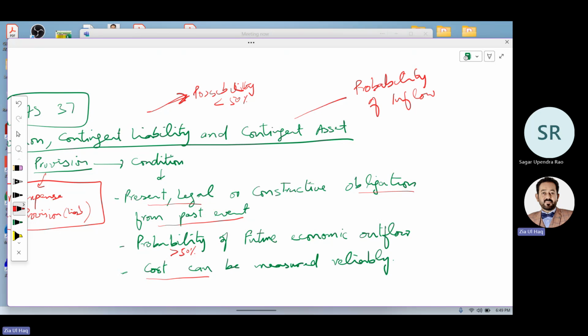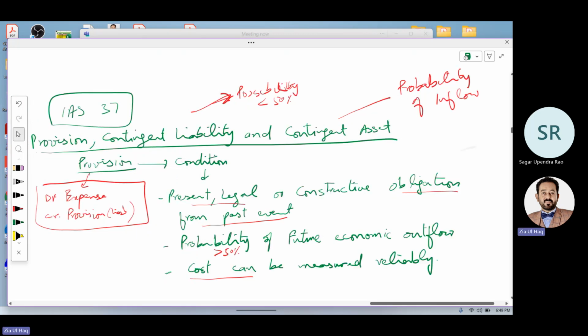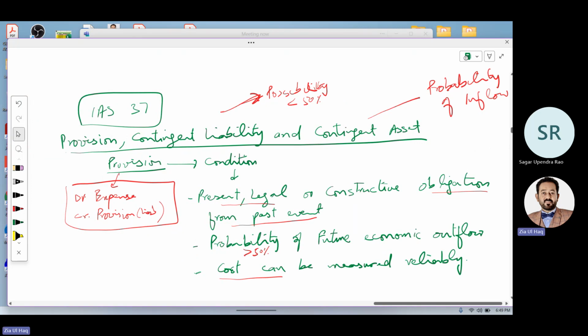Contingent assets and contingent liabilities are not accounted for. I mean, there is no accounting entry for these; only disclosure is required. While for a provision, there should be an accounting entry, expense to provision. If a provision is not recorded, expenses and liabilities could be understated, and if expenses are understated, profit could be overstated.